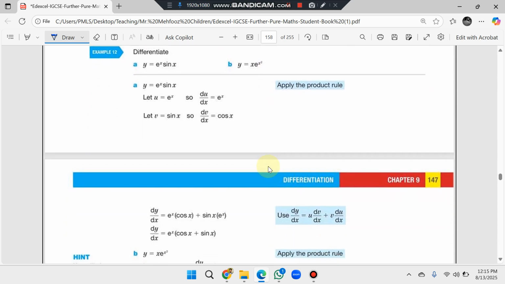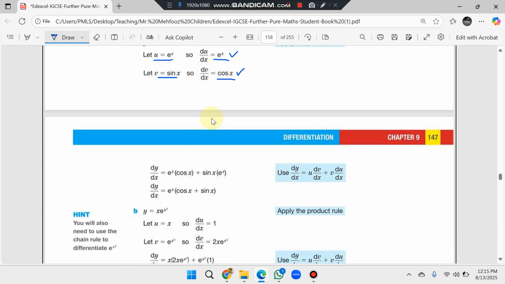So the next example is example 12. Differentiate y is equal to e raised to the power x sine x. Now here we have again two functions. First function is exponential function. Second function is trigonometric function, right? So the first function u is e raised to the power x. The second function v is sine x. So e raised to the power x has the derivative same e raised to the power x, and sine x has the derivative cos x, right?